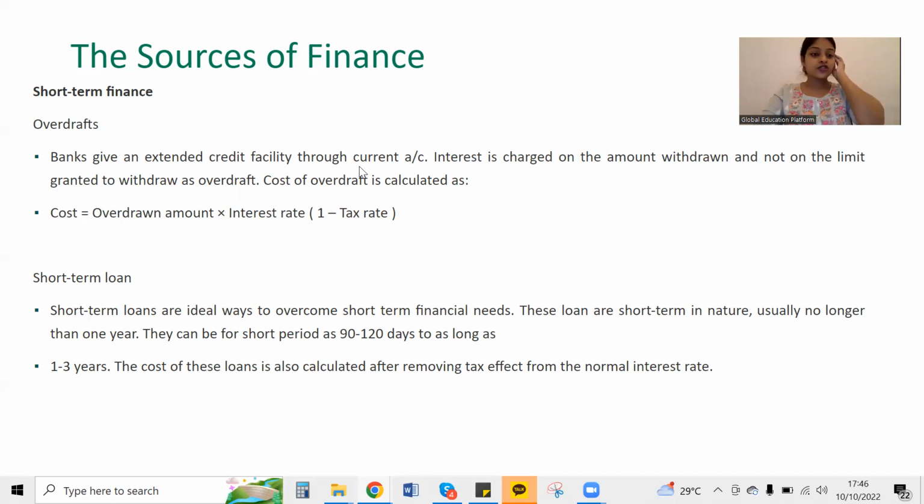And then let's look at the short-term loan. Like its name suggests, short-term loans are ideal ways to overcome short-term financial needs. These loans are short-term in nature, usually no longer than 1 year. Okay, so it's 1 year or less. However, there are also loans that are provided for 2 years, 3 years.